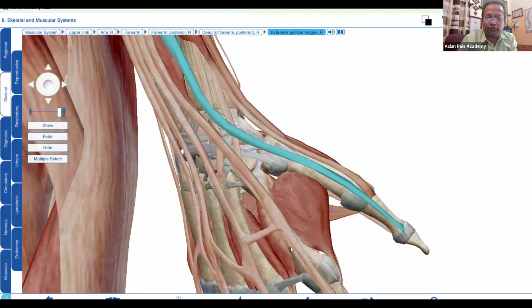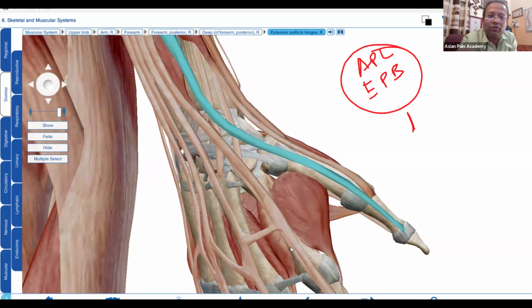Okay. So APL, then comes EPB. This is the first compartment. Already we have seen this one and this one. Now comes the third compartment, which we are showing now. This is EPL.